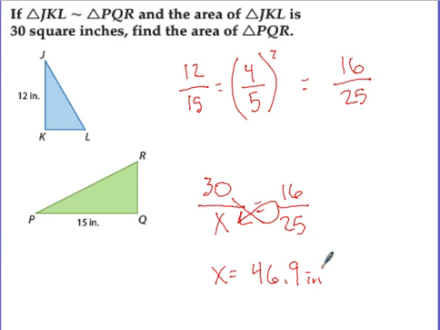46.9 inches squared. Colton, where did you get 30 again? 30 was given in the problem, 30 square inches. Oh, yeah. This is pretty much what we're doing today. We're going to use this type of ratio and solving proportions over and over today.